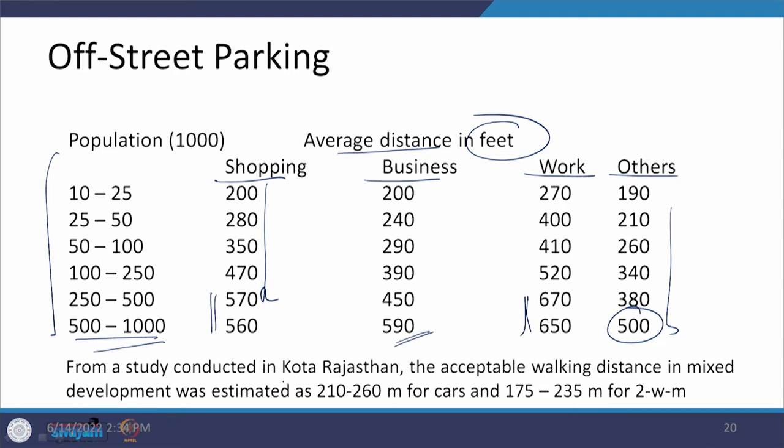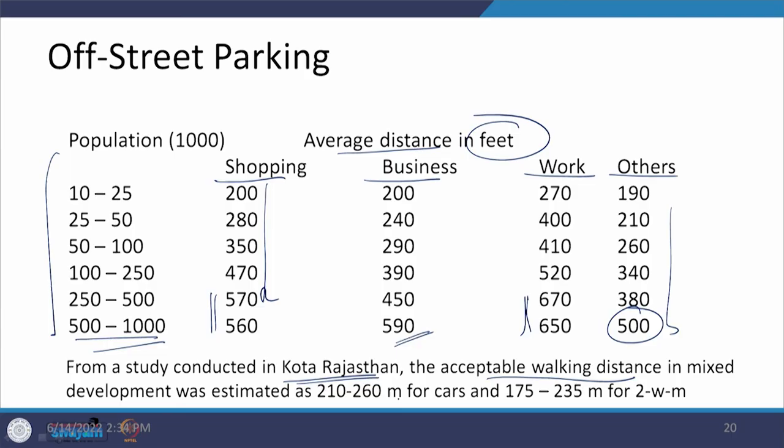Now, one study was done in Kota, Rajasthan, and there the acceptable walking distance was looked at in a mixed type of area where a lot of different types of activities were there. It was found that for cars, the distance was 210 to 260 meters as acceptable to those parkers, whereas in the case of motorized two wheelers, it was lower than that. So, it means the type of the vehicle or the parkers is also going to make a difference here.